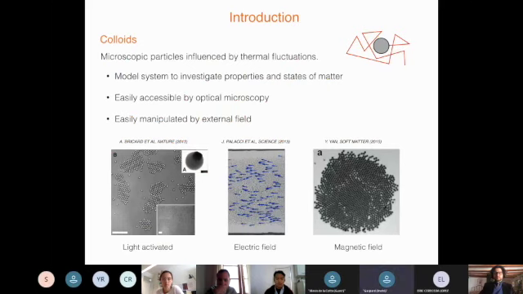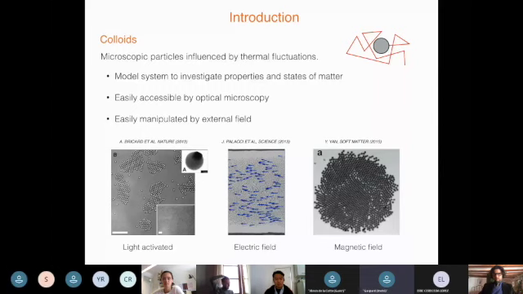So I think you are all familiar with the concept of colloid, which is microscopic particles that are influenced by thermal fluctuations. So these colloids are used as model system to investigate properties and states of matter, states that you can also find at the atomic level, but the huge advantage of the colloids is that they are easily accessible by optical microscopy, and also they are easily manipulated by an external field.